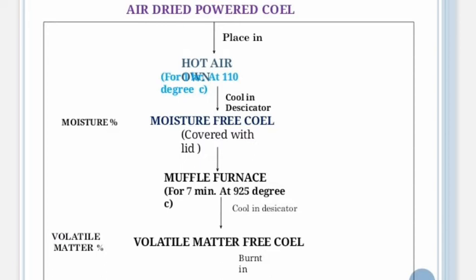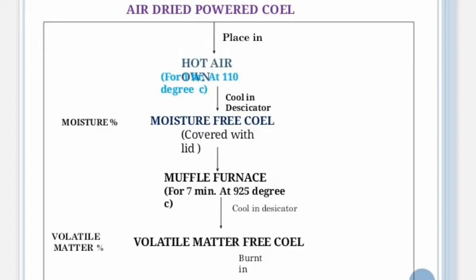Now we place this coal into a hot air oven for 1 hour at 110 degrees Celsius to know the moisture percent, so that all the moisture of the coal gets removed because we placed the coal in the oven for sufficient time. And as we know, the vaporizing point of moisture or water content is 100 degrees Celsius, so on a precautionary basis we keep the temperature a little bit high.